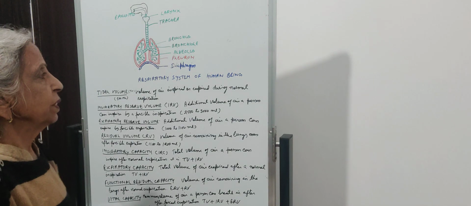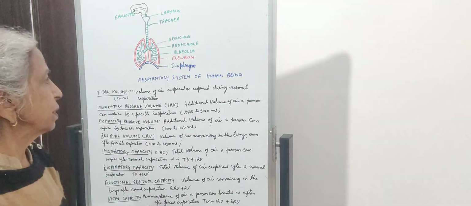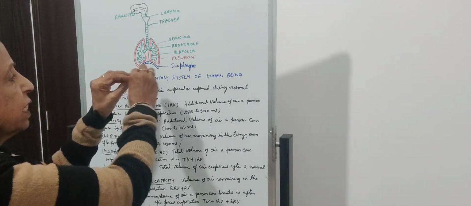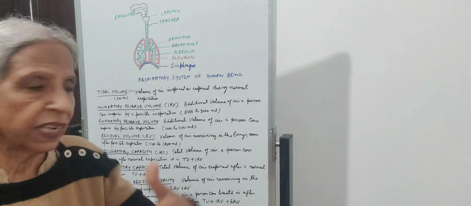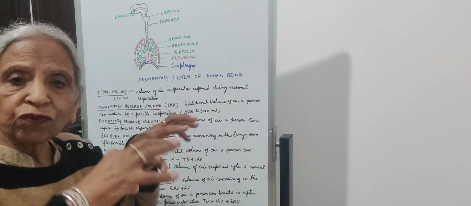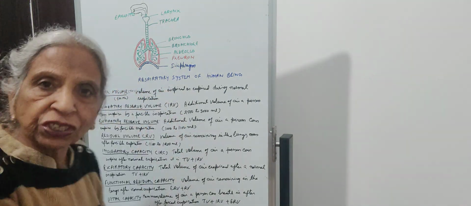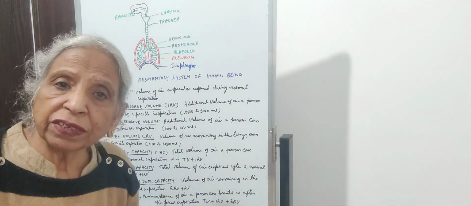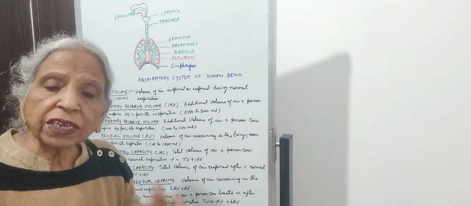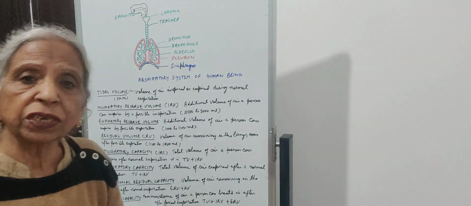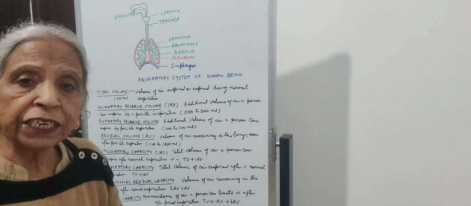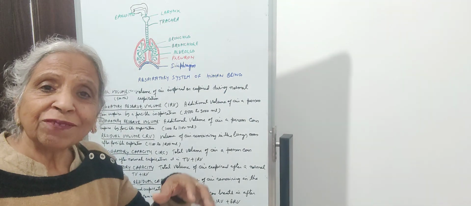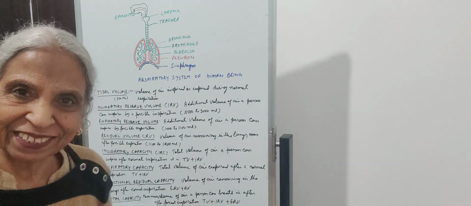How does it happen? At the time of inspiration, what happens? The diaphragm will contract and get straightened. The volume of the thoracic cavity will be increased posteriorly. The external intercostal muscles, which are attached to the sternum and the ribs, contract. The ribs and sternum are lifted upward. So the volume is also increased dorso-ventrally.